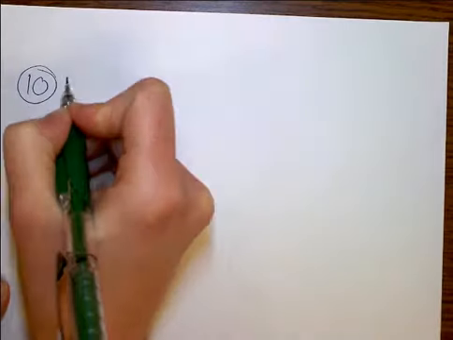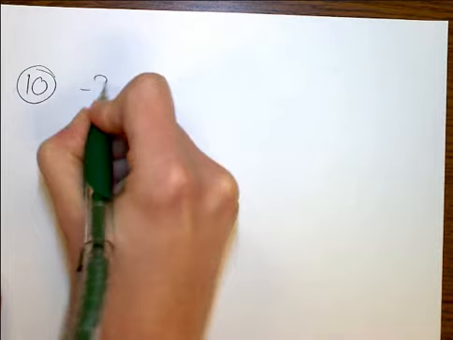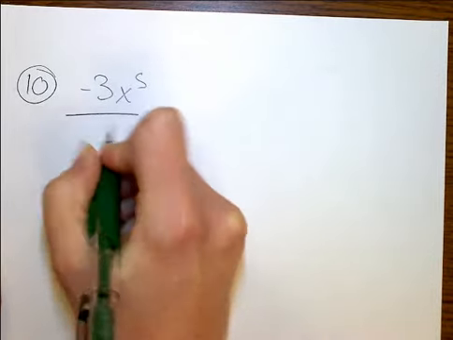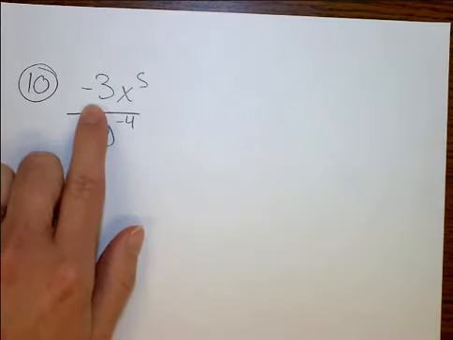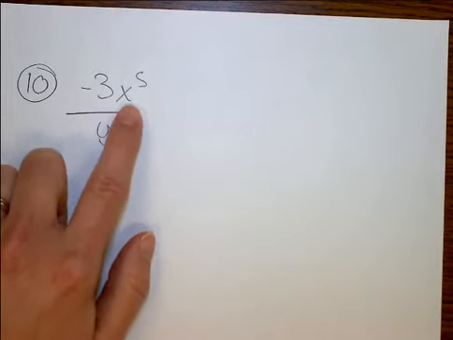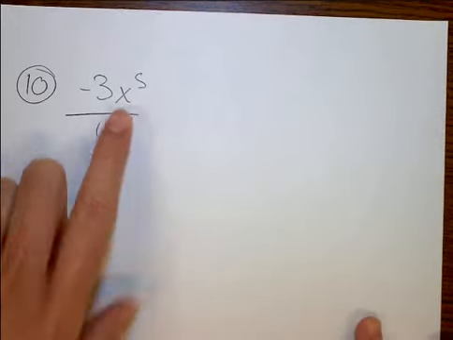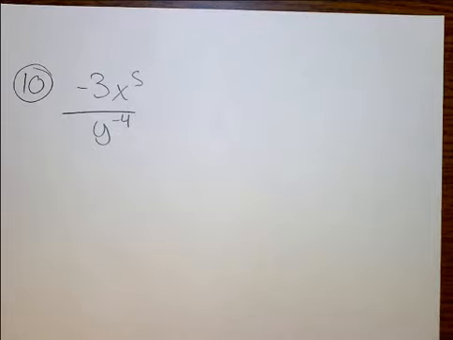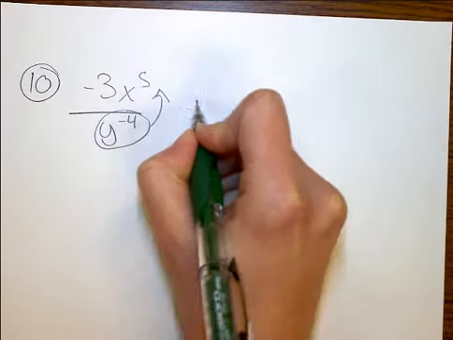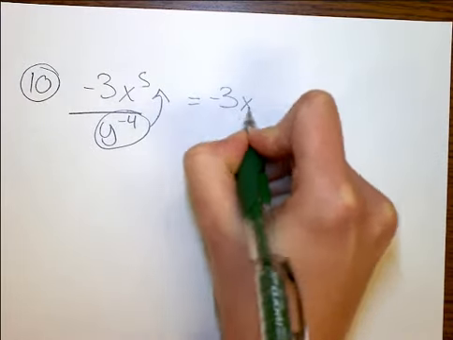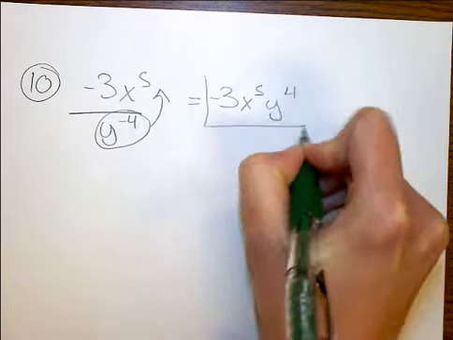So here is number 10. We have negative 3 x to the 5th over y to the negative 4th. Okay, negative 3 has a negative in front of it, but it's not in the exponent, so it stays right where it is. X to the 5th, okay, that's a positive exponent, so x to the 5th will stay on the top. But then we get down to y to the negative 4th. A negative exponent, so if it's on the bottom, we need to move it to the top in order to make it a positive exponent. So this is going to be negative 3 x to the 5th, y to the 4th. And that's how you work out this problem.